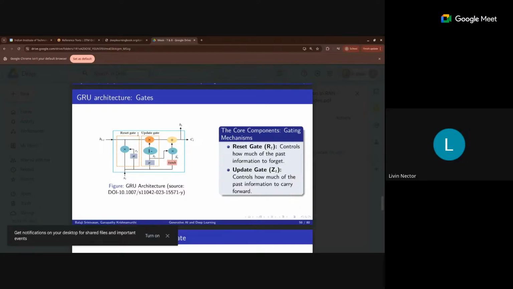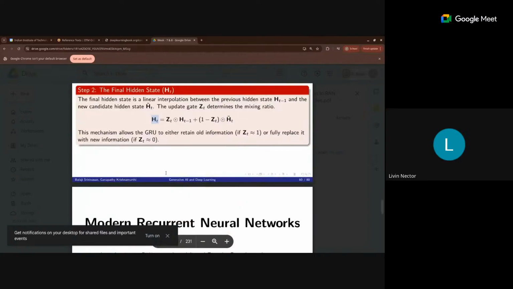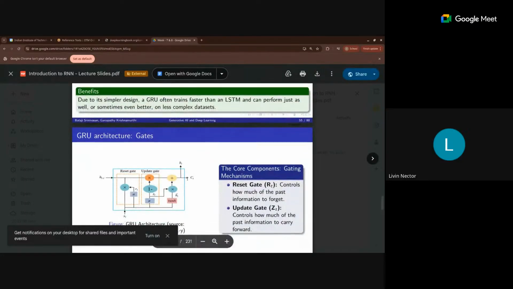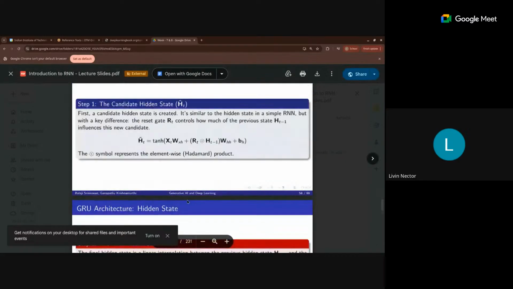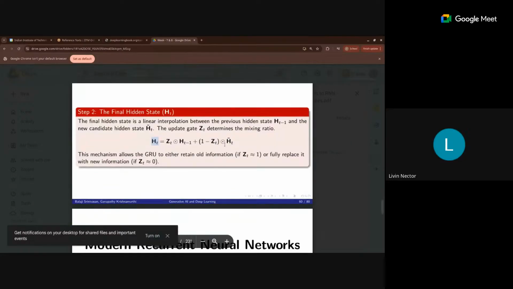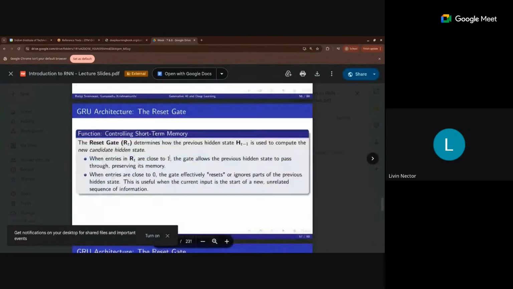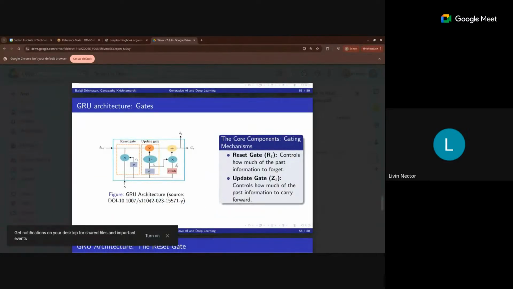So 1 minus z is taken from the previous hidden state, the previous thing that we filtered. So 1 minus z should come here, right? This is the candidate, right? There is something very much wrong with this diagram. 1 minus z is used for this candidate, and z is used for the previous thing.